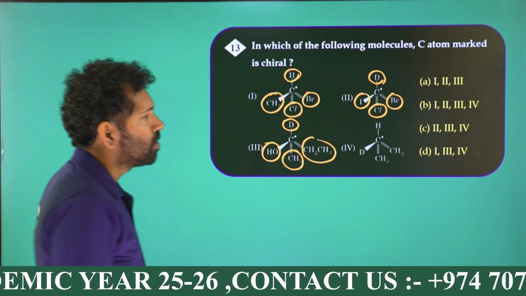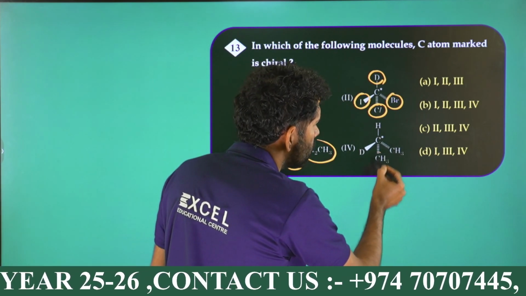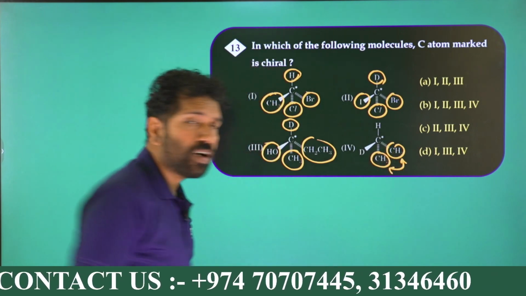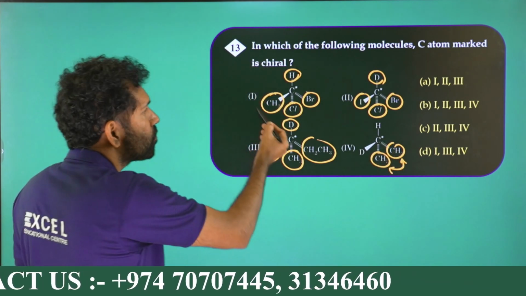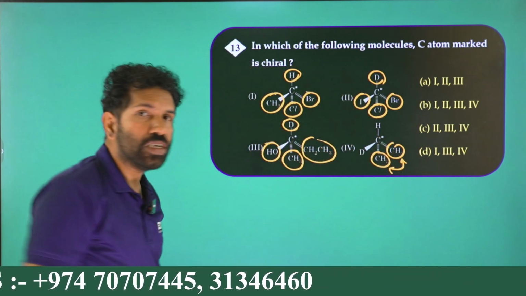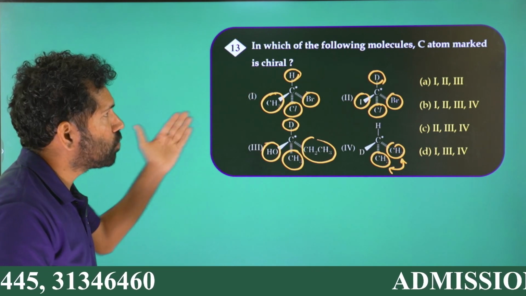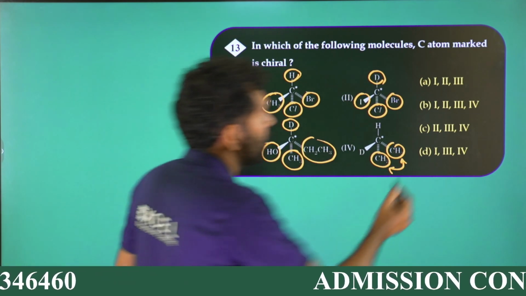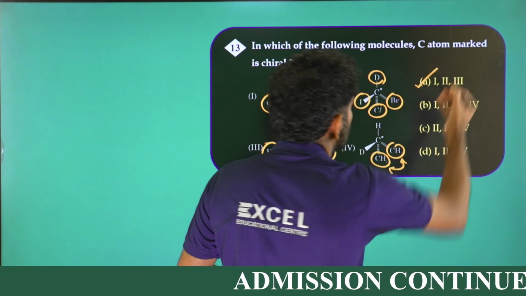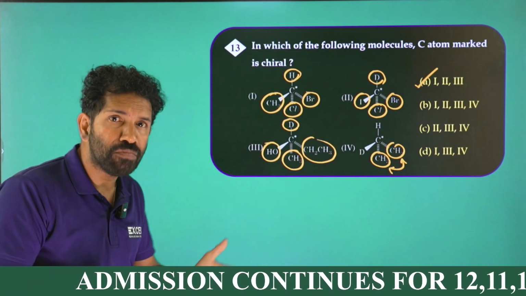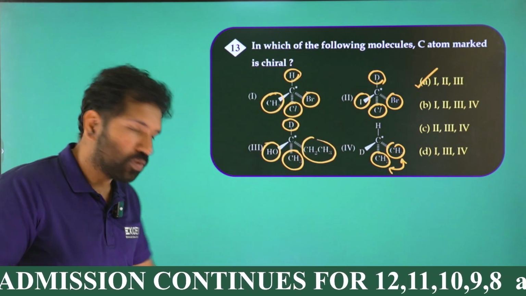What about this? Yes, in this particular compound you can see these 2 groups are the same. So this cannot be chiral. So the answer is the first one, second one and third one. Which of the following marked is chiral? The answer is 1, 2 and 3, option A. This is the simplest question. Go through it. Chiral carbon atom is really important. So we are moving to the next question. Okay.